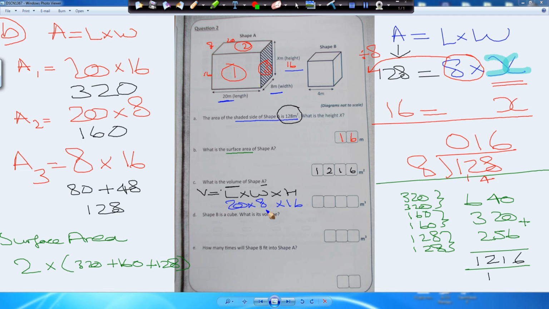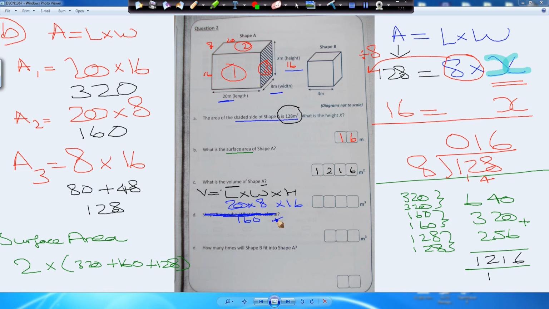20 times by 8. What is 20 times by 8? 20 times by 8 is 160. I'm just going to quickly work over here. I'm going to go over into the other section. Sorry about that, folks. I'm just going to get rid of this. This doesn't exist here at the moment. We'll put it back in a moment.